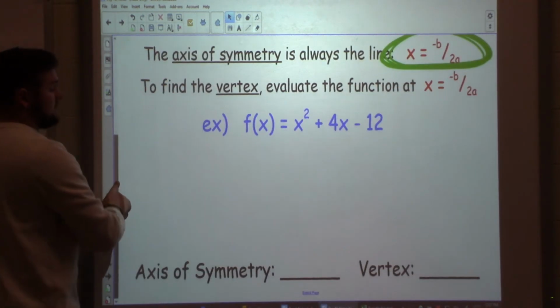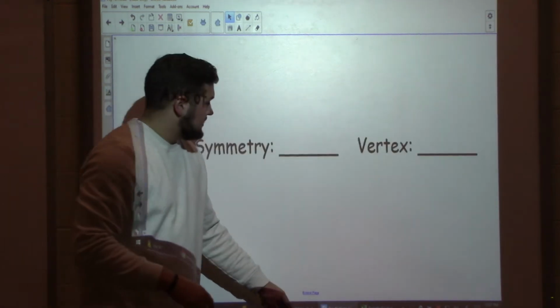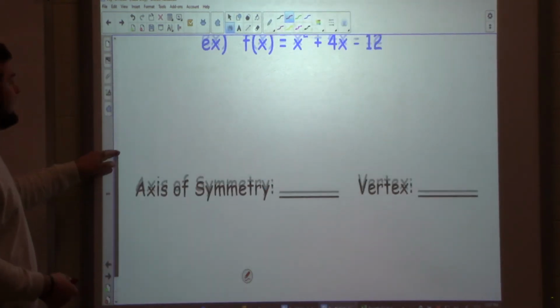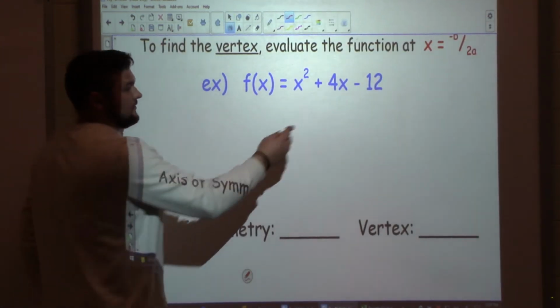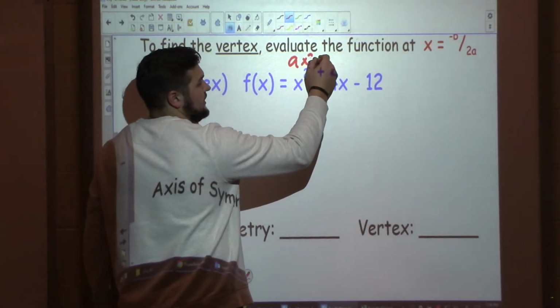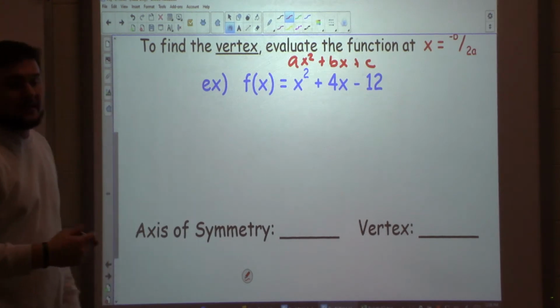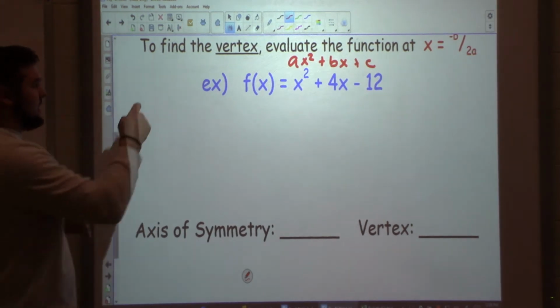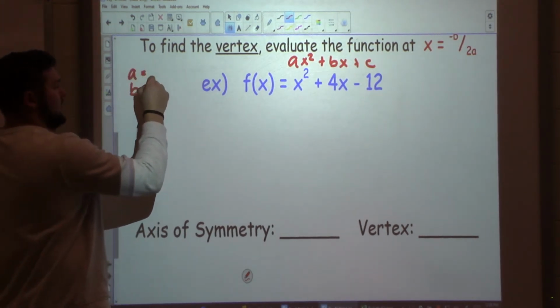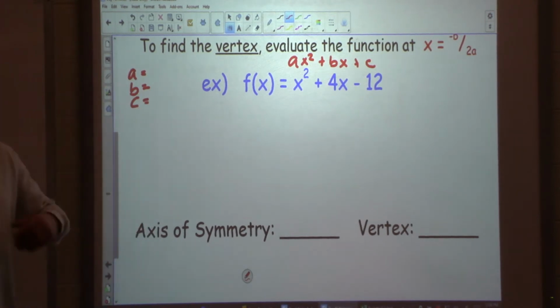Let's try it here. Let's try and find our vertex and our axis of symmetry. We have f of x equals x squared plus 4x minus 12. Remember our formula, ax squared plus bx plus c, right? Now, I'm going to list A, B, and C for this problem. I will not do that normally. If you want to do that to help yourself, you're more than welcome to.